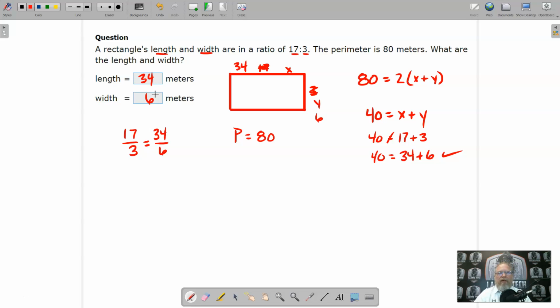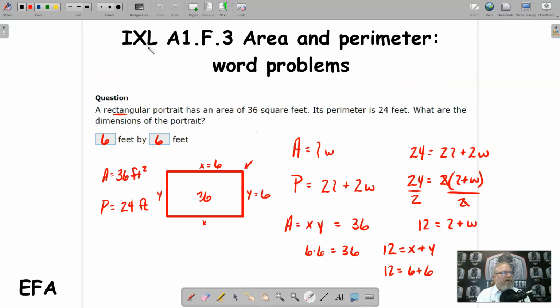So that pretty much covers all of the types of questions that you're going to find in this particular activity, and that means that that completes all of my examples for IXL A1.F.3 Area and Perimeter word problems. Good luck with your activity.